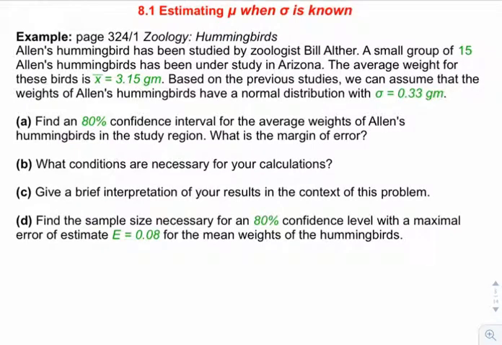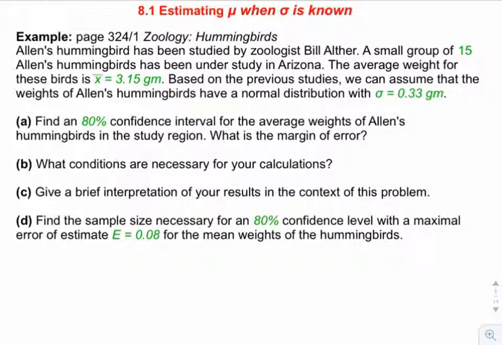Look at an example in section 8.1 where we actually want to estimate the mean for the population when we don't know anything except the sample mean, but we do have the population standard deviation. So here's an example from our textbook you can follow along with.